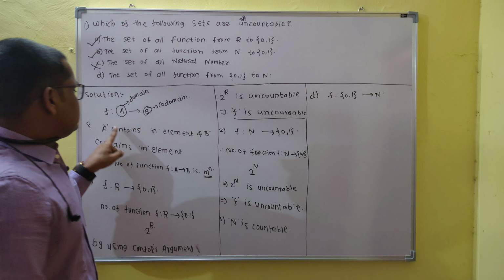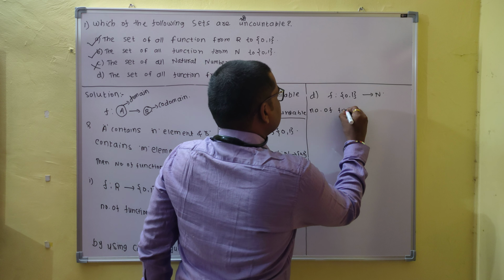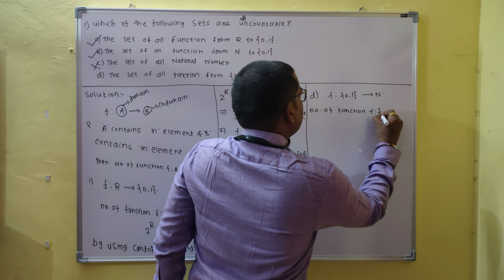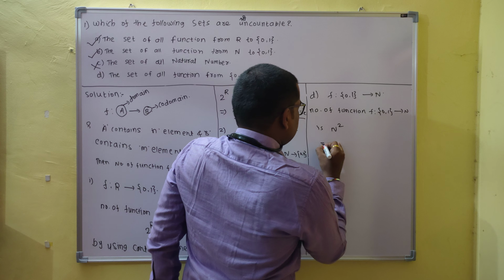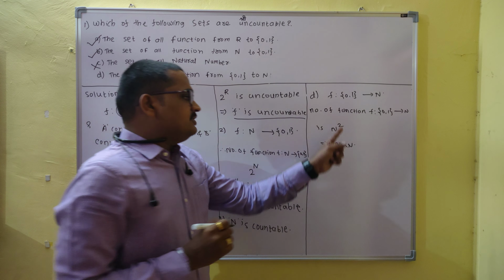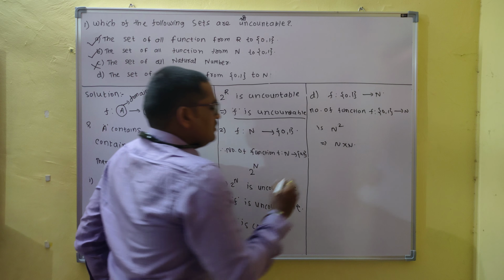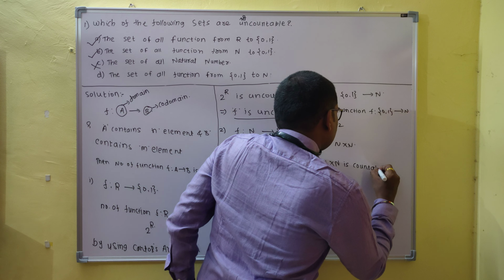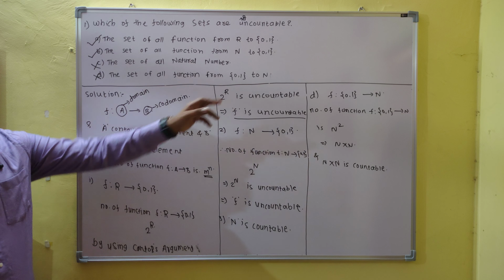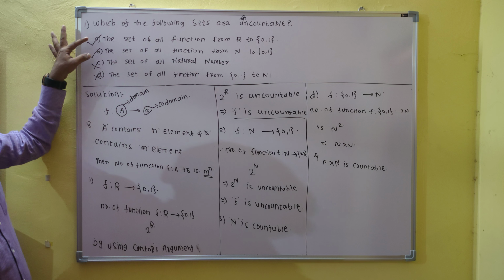Now by using this result, the number of functions f from {0,1} to N is how many? N square, which is nothing but N cross N. This N cross N is countable. That's why this option is also wrong, meaning this set is also countable. They are asking about uncountability, so these two options are wrong and those two options are correct.